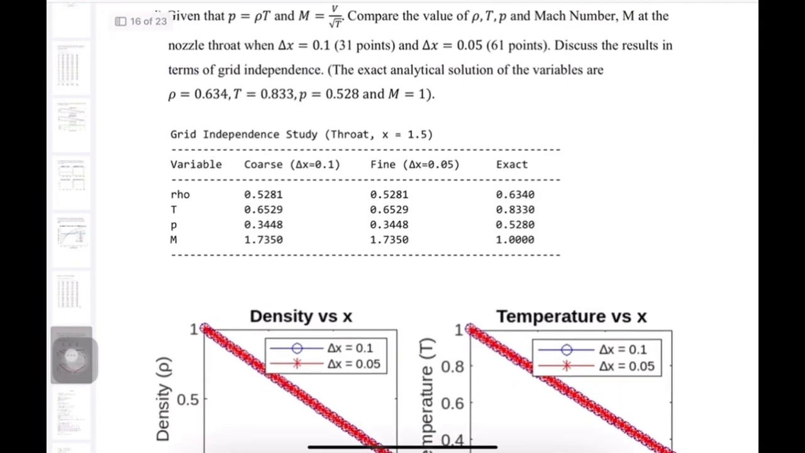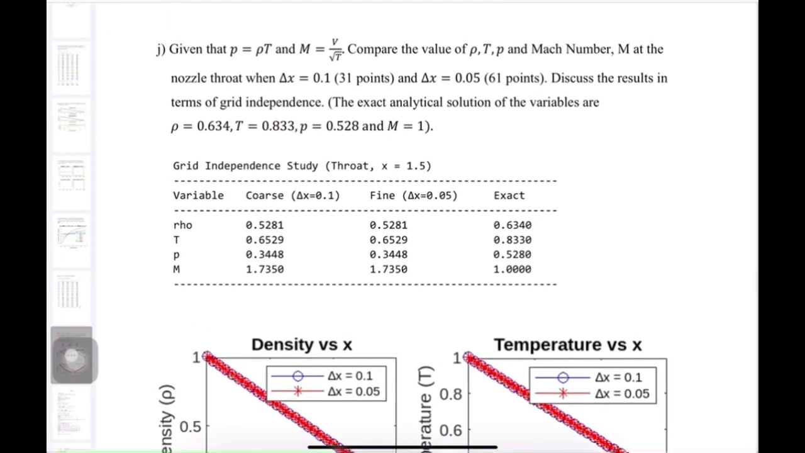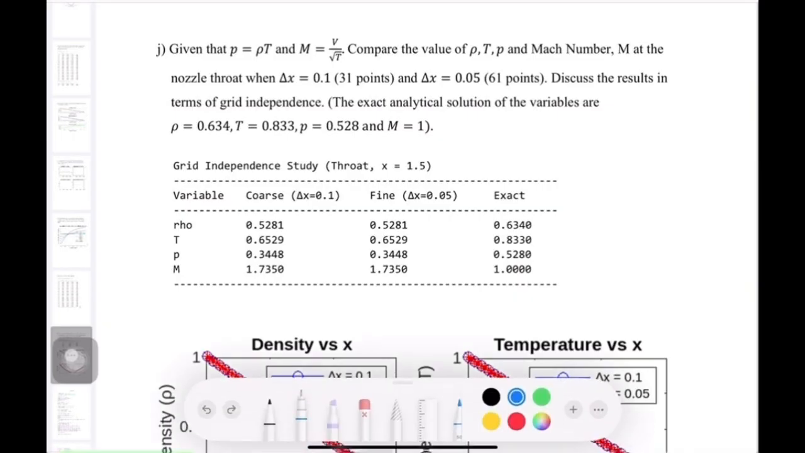Okay, the last question is, given that P equal to rho T and M equal to V over square root of T, compare the values of rho, T, P, and Mach number M at the nozzle throat when delta x equal to 0.1, which is 31 points, and delta x equal to 0.05, which is 61 points. Discuss the results in terms of grid independence. The exact analytical solutions of the variables are rho equal to 0.634, T equal to 0.833, P equal to 0.528, and M equal to 1.